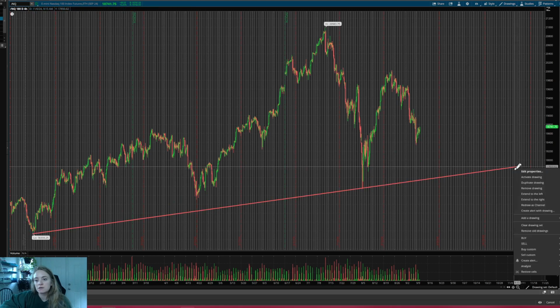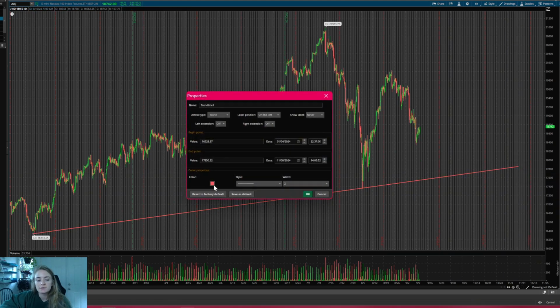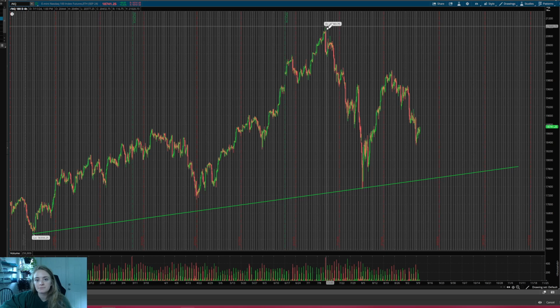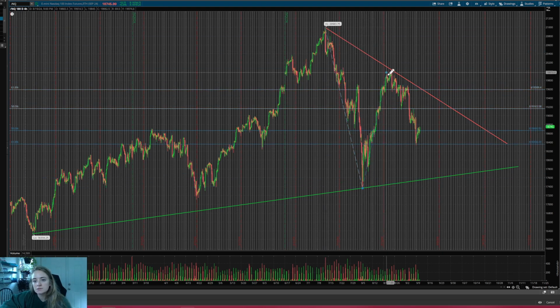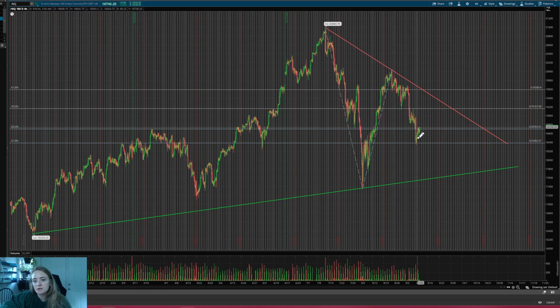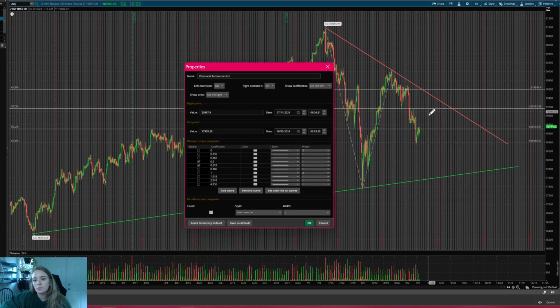Trend line. I'm going to make this green. I'm going to keep that red. I like this as a fib still. We're bouncing right now, therefore I'm going to make these green.